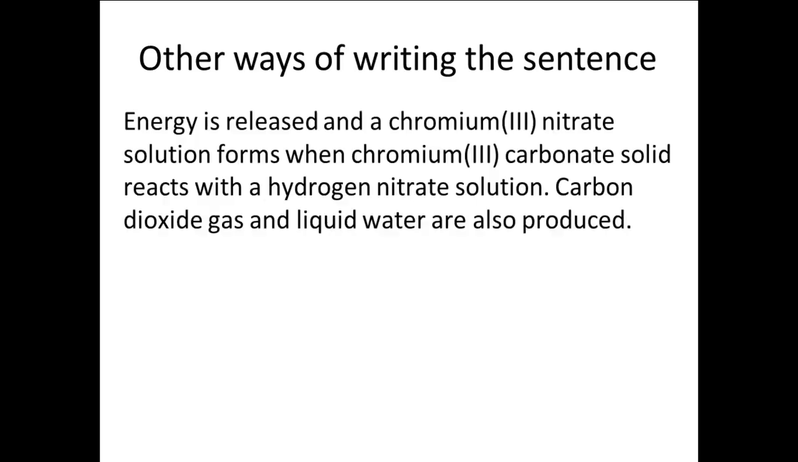One of the interesting and in some ways difficult things about English is that we can completely change the order of a sentence to change the emphasis of the sentence without fundamentally changing the meaning of what we are writing. This can create confusion in writing chemical equations unless you read the statement carefully. For example, here is the same chemical reaction with all the same information but written differently. Energy is released and a chromium-3 nitrate solution forms when chromium-3 carbonate solid reacts with a hydrogen nitrate solution. Carbon dioxide gas and liquid water are also produced.